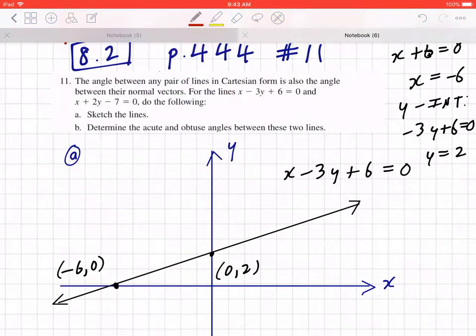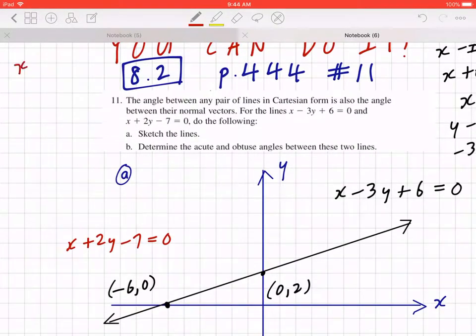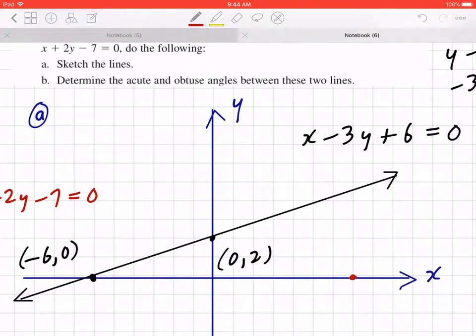So likewise, if you look at the second case, the line is going to be x plus 2y minus 7 equal to 0. And again, you can find the intercepts. To find the x-intercept, you set y to be 0, you solve for x. X minus 7 equals to 0, x equals to 7. So you go right by 7. Make sure you label this.